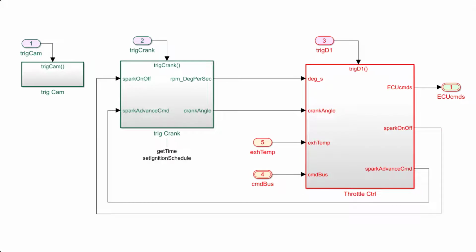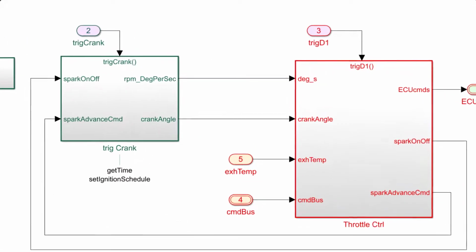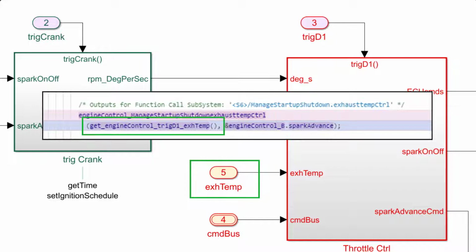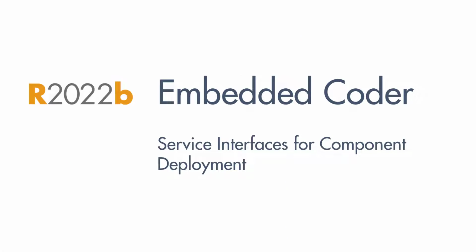For example, in a multicore multitasking system, you may want Inport exhaust temp to read from a service interface API. The service interface API generated for exhaust temp is precise to your platform and includes appropriate data safeguarding and custom naming. In R2022b, we're introducing a service interface with Embedded Coder that makes deploying components to multitasking targets easier.